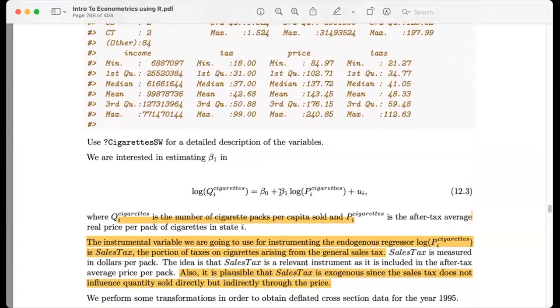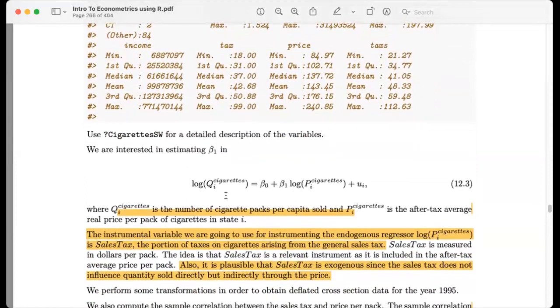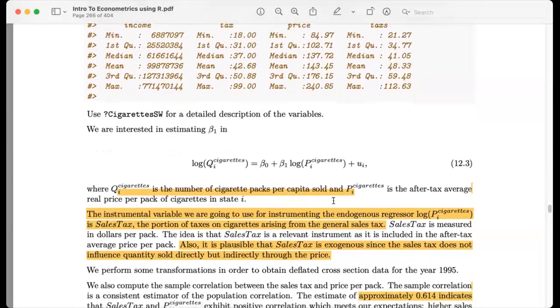So we are interested in estimating beta one. We have this equation: log of the quantity of cigarettes equals beta naught plus beta one log of the price of cigarettes plus the error term. Q_i is the number of cigarette packs per capita sold, and P_i of cigarettes is the after-tax average real price, so it has been adjusted for inflation, per pack of cigarettes.